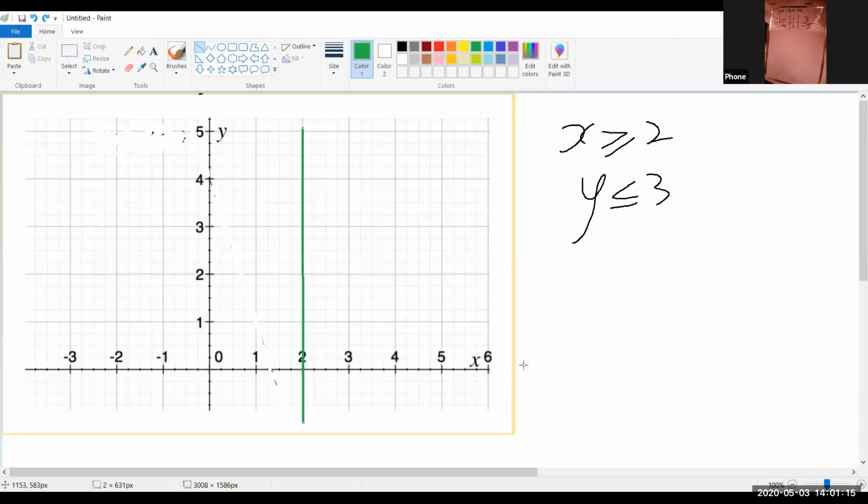And since x is greater than 2, which side are we shading? The right-hand side of the line or the left-hand side of the line? The right-hand side, because that will include values greater than 2. Remember, on the number line it would have been things like 3, 4, 5, 6. So we're shading the side that shows 3, 4, 5, 6, which is this side here.